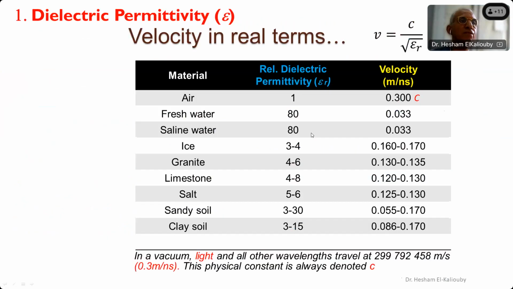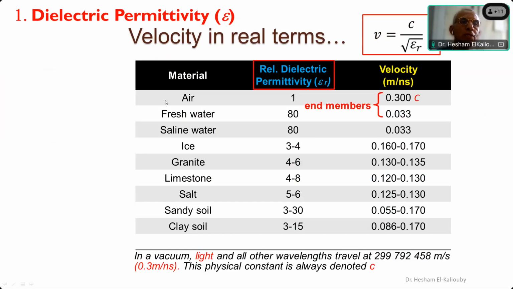So let's start with the first one, which is the electric permittivity. The velocity of the GPR or electromagnetic wave is inversely proportional to the square root of the permittivity, epsilon r, the relative permittivity relative to the vacuum. The range of this permittivity is from 1 to 80. The smallest is 1, and the highest is 80.